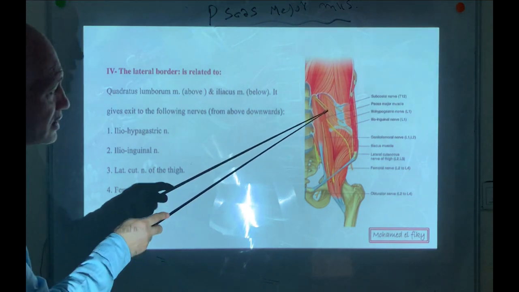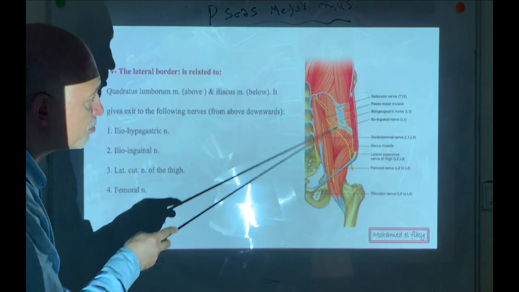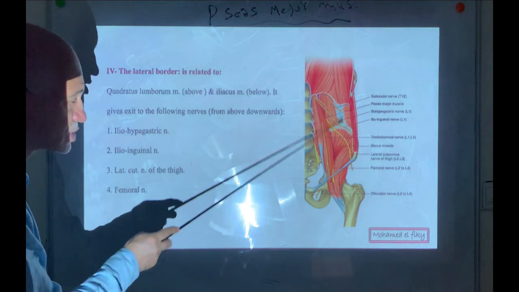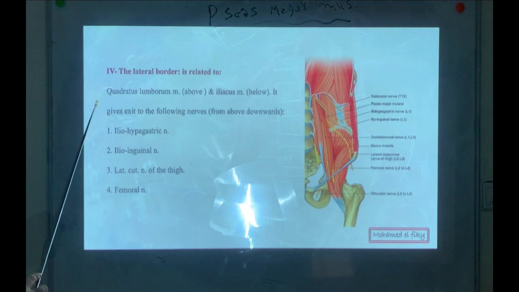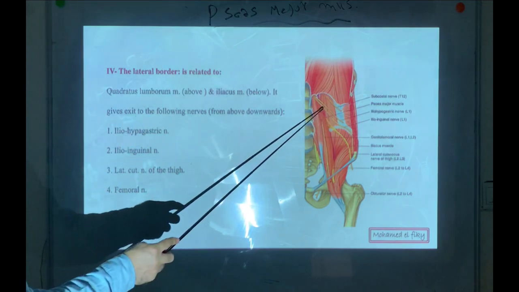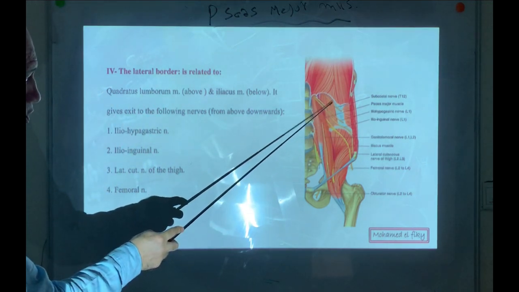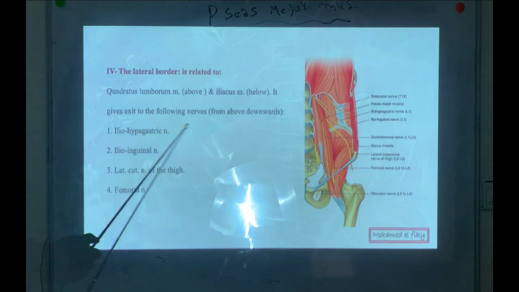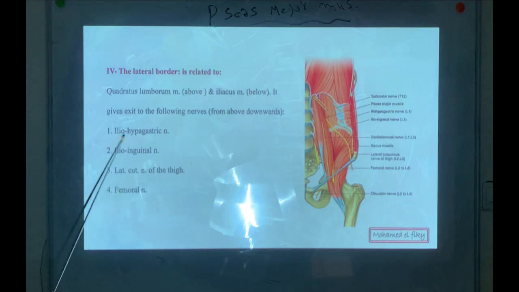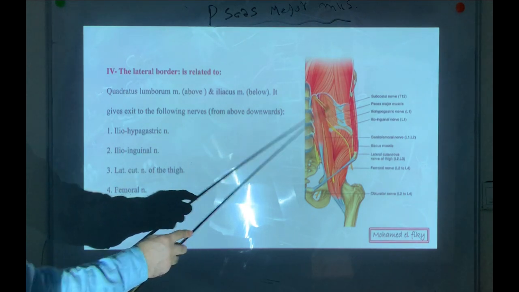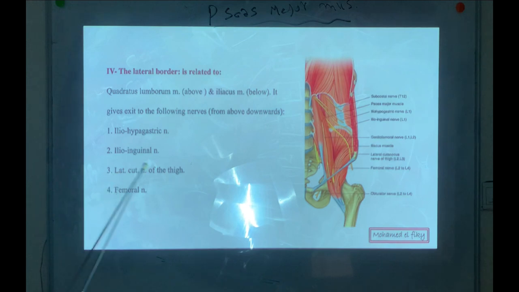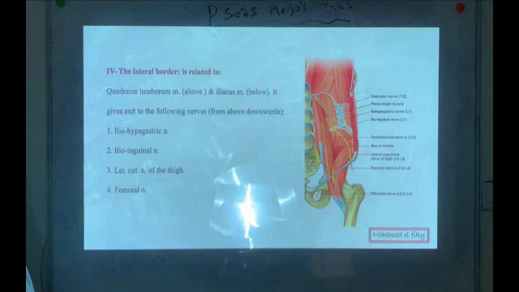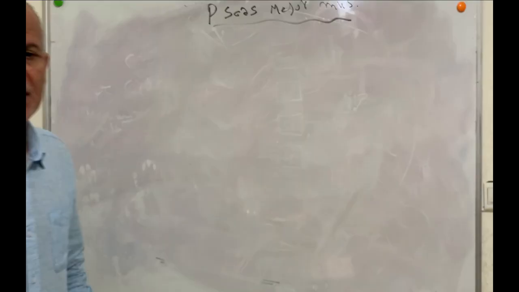Lateral relations: branches from the lumbar plexus, the quadratus lumborum muscle and the iliacus muscle. These are two muscles, quadratus lumborum and iliacus. The branches from the lumbar plexus from above downward are the iliohypogastric nerve, ilioinguinal nerve, lateral cutaneous nerve of the thigh, and femoral nerve, which will be discussed in detail in the lumbar plexus.